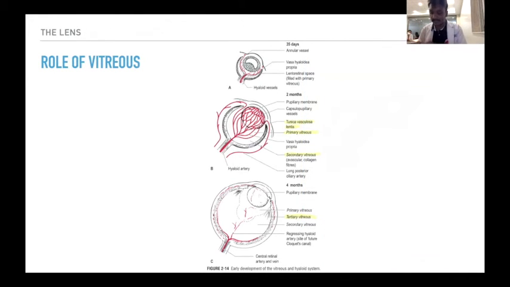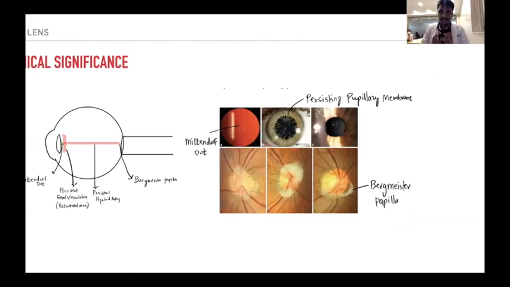Before I explain the significance, again, let me just show a diagram. As you can see, the vessels are coming from behind, supplying it, forming a tunica vasculosa lentis. And in this part, we see embryology. We can see the primary vitreous, secondary vitreous, and tertiary vitreous as well. They are the three vitreuses which form when the blood vessels develop. Now, what happens? Why is this significant?